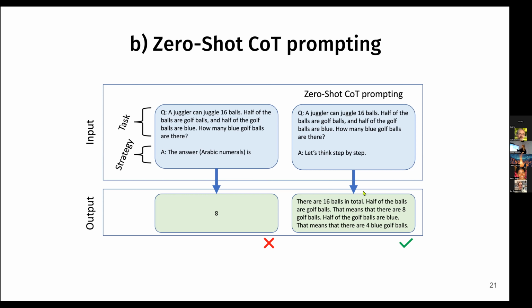On the other hand, we have this other strategy, which simply asks, let's think step by step. It stimulates the large language model to engage in step-by-step reasoning by simply asking it to do so. And what we get is: there are 16 balls in total. Half of the balls are golf balls. That means that there are 8 golf balls. Half of the 8 golf balls are blue. That means that there are 4 blue golf balls. And this is right. So what happened is that by asking, let's think step by step, you are asking it to look in its training data set and find where there is step-by-step reasoning. It doesn't matter if the task is different, because it looks at that structure and can reproduce it for a totally different task.